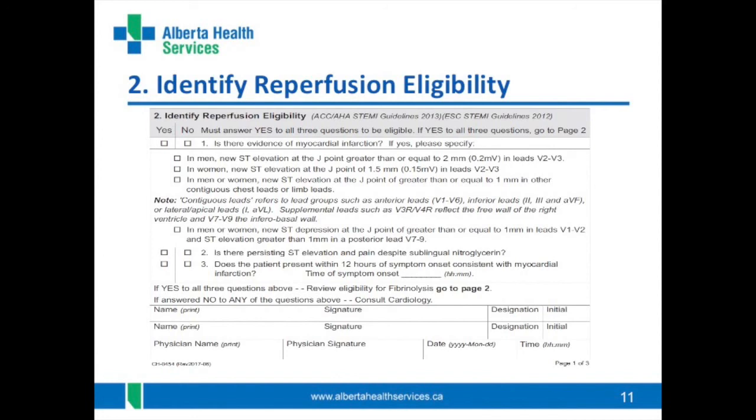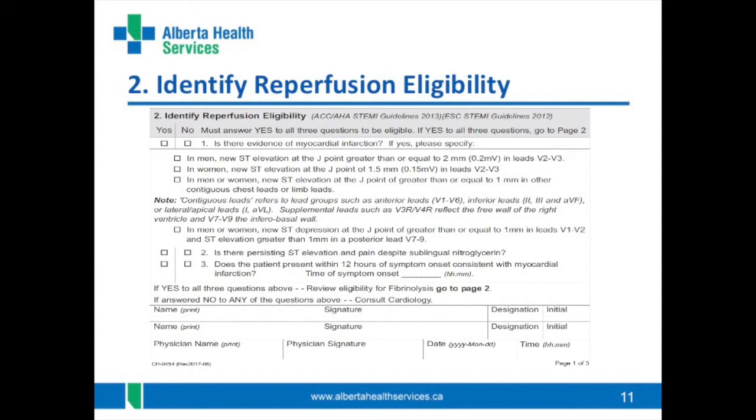For an isolated posterior infarct, it walks you through how to identify that. In men or women, new ST depression at the J point greater than or equal to 1 millimeter in leads V1 and V2, and ST elevation greater than 1 millimeter in the posterior leads V7 to V9. The second criterion is: is there persisting ST elevation and pain despite sublingual nitroglycerin? We have seen STs that have come down just with the administration of sublingual nitro, so it's important that there is persistent ST elevation despite giving sublingual nitro.